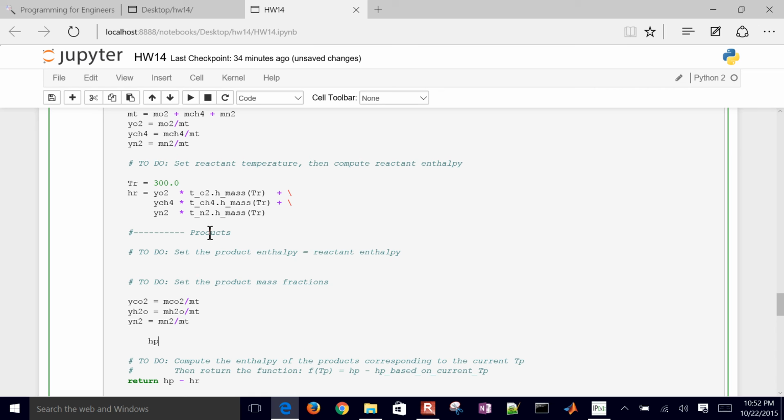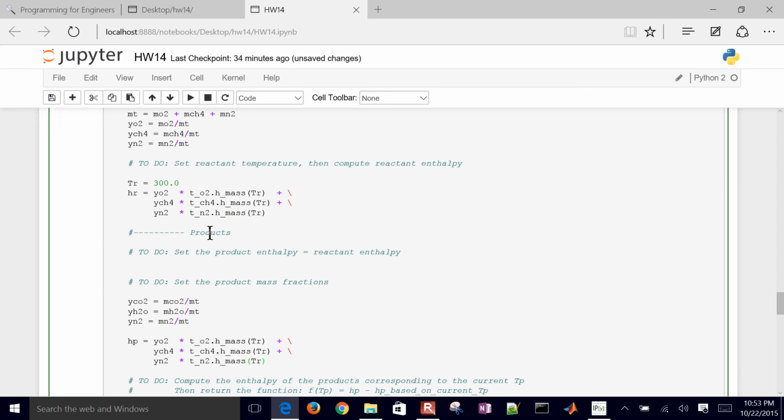Let's go ahead and compute HP down here. So I'm going to compute HP, and then that's going to be Y. Again, let me just grab what I had done before. Just change a couple of these characters, so I'm going to type it all out again. Instead of O2, I'm going to have CO2 and H2O.